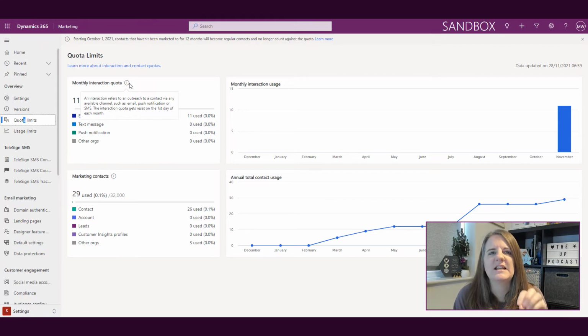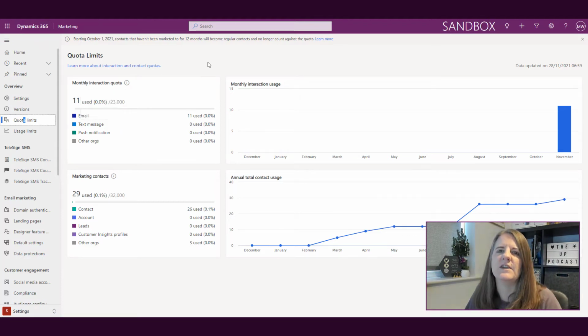So this is basically our interactions, and that interaction quota resets back to 0 on the first day of each month. So we can see so far this month, I've done 11 interactions, so that's 11 emails that I've sent out, and I've got up to 23,000 for a month.